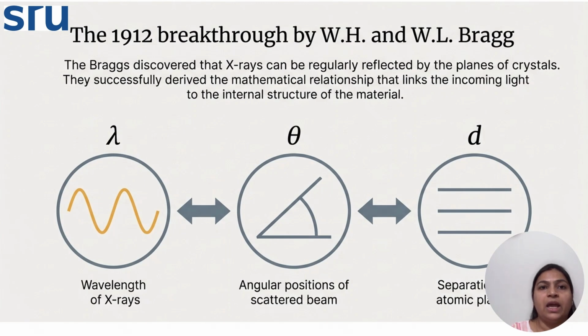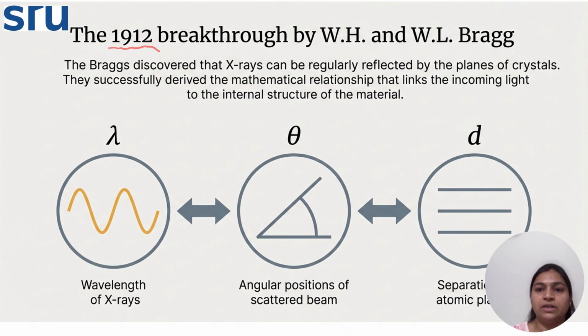In 1912, the breakthrough came from the scientists W.H. Bragg and W.L. Bragg, who discovered that X-rays can be regularly reflected by the planes of crystals. They successfully derived the mathematical relation that links the incoming light to the internal structure of the material.